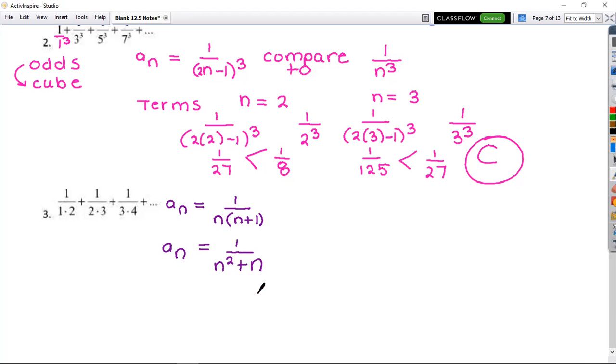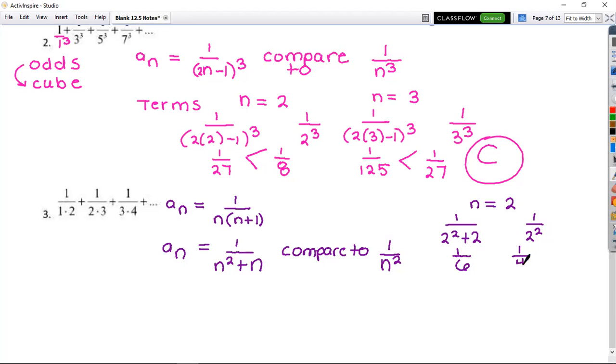And again, I'm going to compare it to a known formula with the same power of n in the denominator. So I'm going to say compare to, and again, I'm giving you nice algebraic work just so that you have justification here, 1 over n squared. Okay. So then I'm going to go n is greater than 1, so for n equals 2. And I am going to have 1 over 2 squared plus 2 versus 1 over 2 squared. So I'm looking at 1/6 versus 1/4. So 1/6 versus 1/4. So same direction as your second problem. So this is going to be less than.